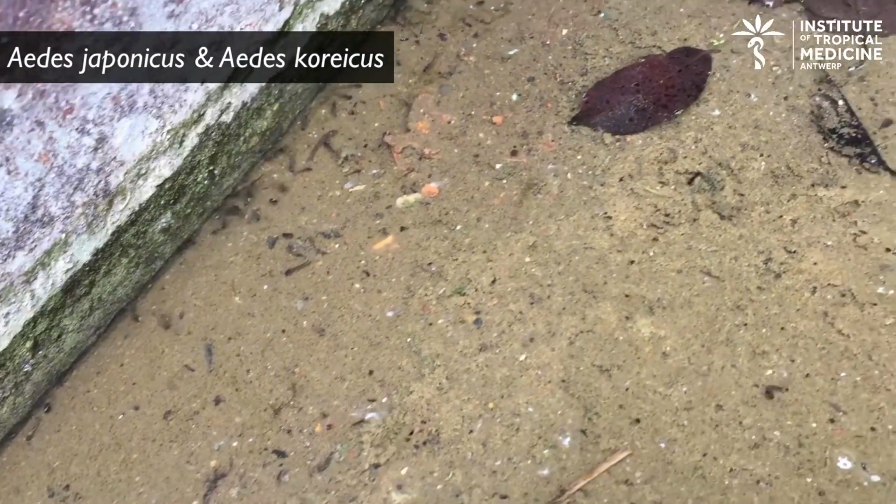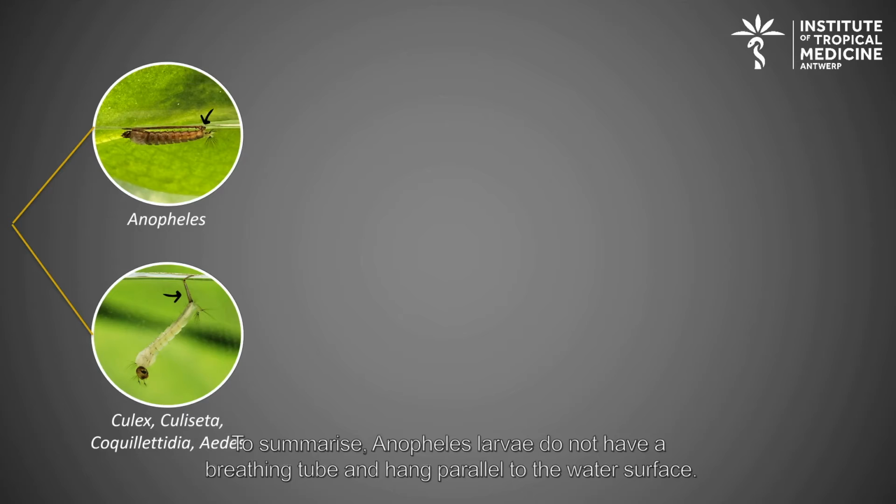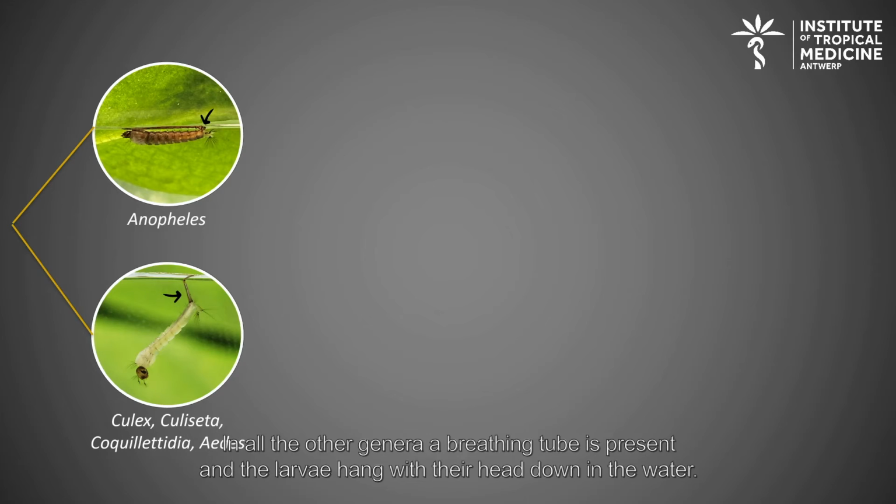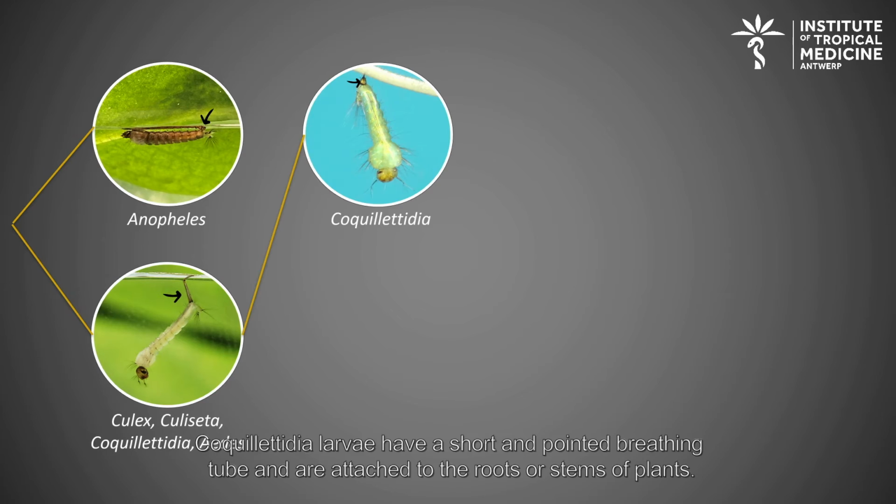To summarize, Anopheles larvae do not have a breathing tube and hang parallel to the water surface. In all the other genera, a breathing tube is present and the larvae hang with their head down in the water. Coquillettidia larvae have a short and pointed breathing tube and are attached to the roots or stems of plants.